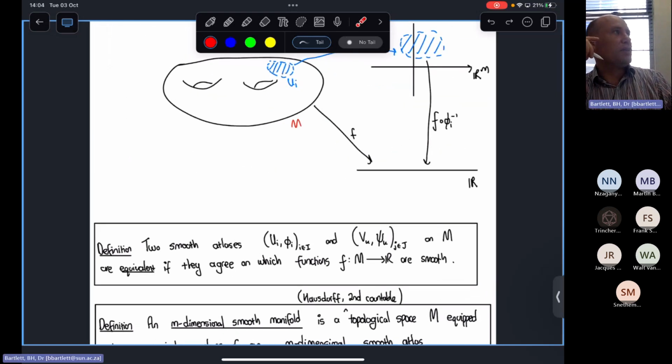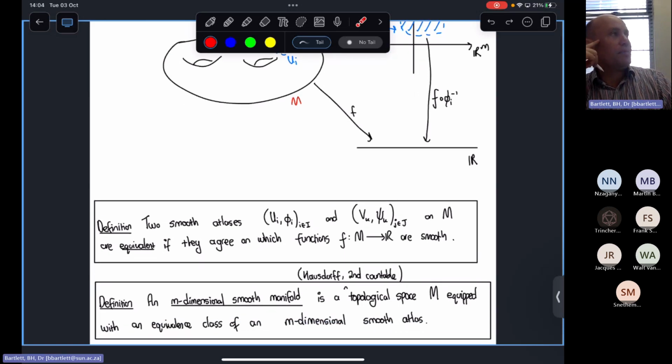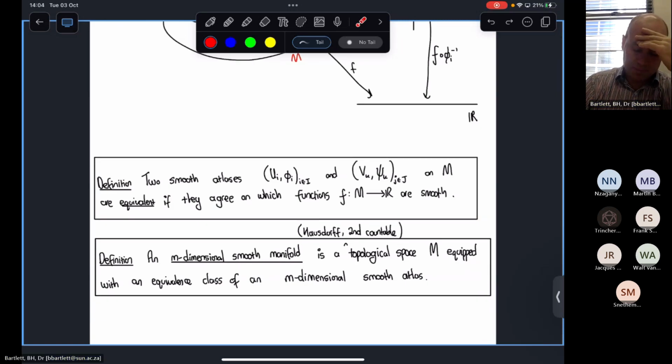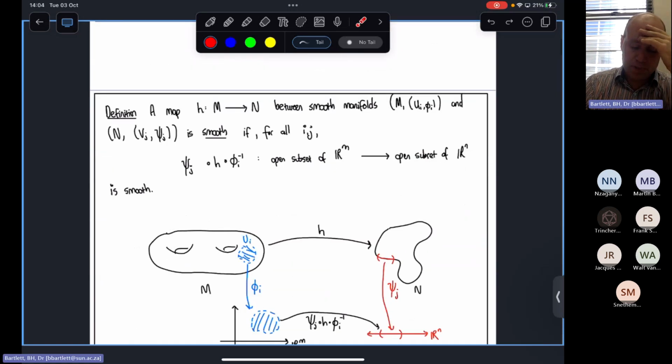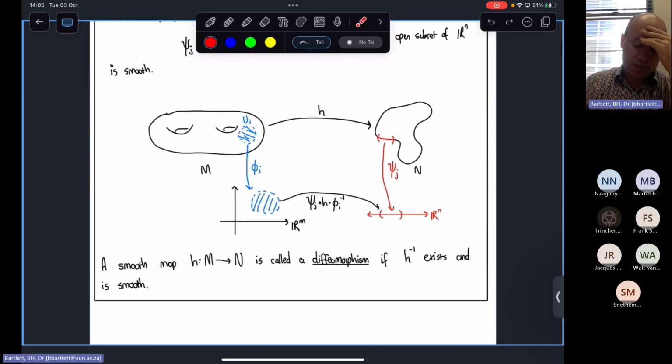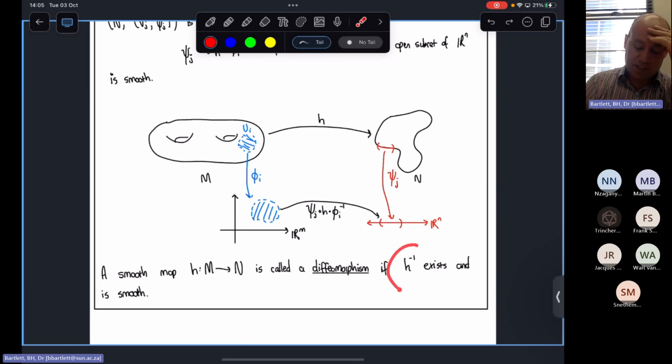And then we said that two smooth atlases on the manifold, on the topological space M, are equivalent if they agree on which functions are smooth. And then we defined an m-dimensional smooth manifold to be a topological space equipped with an equivalence class of an m-dimensional smooth atlas. Good. We also talked about smooth maps between manifolds. We said what it means for a smooth map to be a diffeomorphism. That means that the inverse map must exist and must also be smooth.